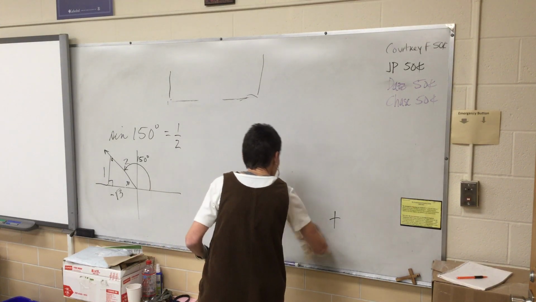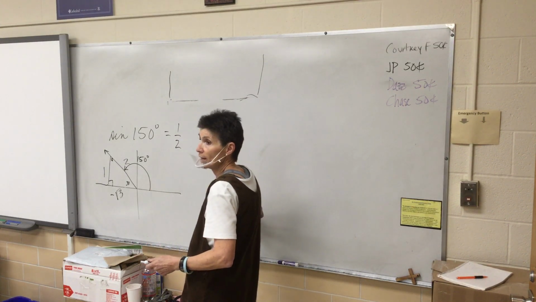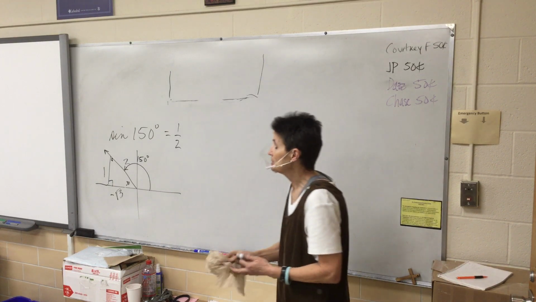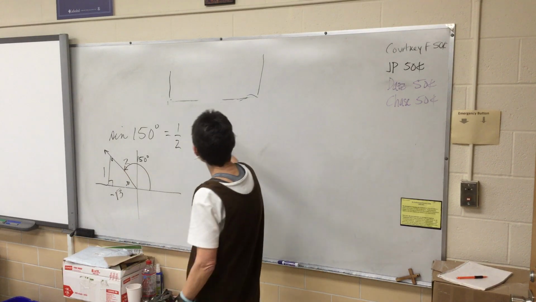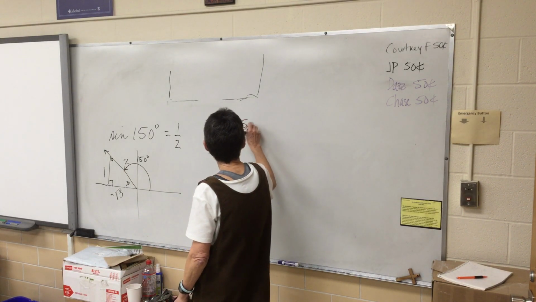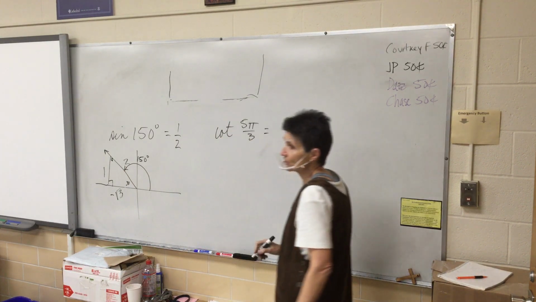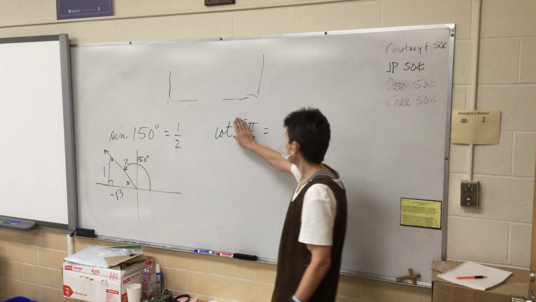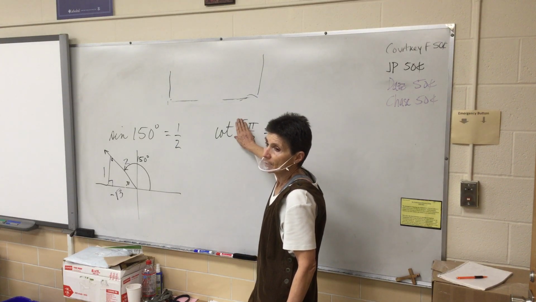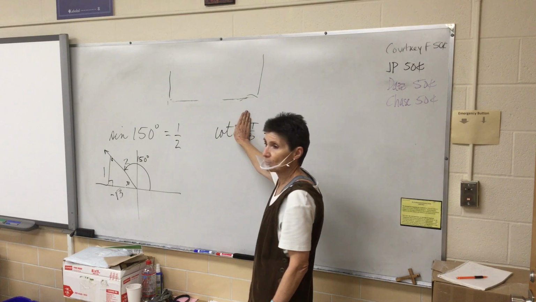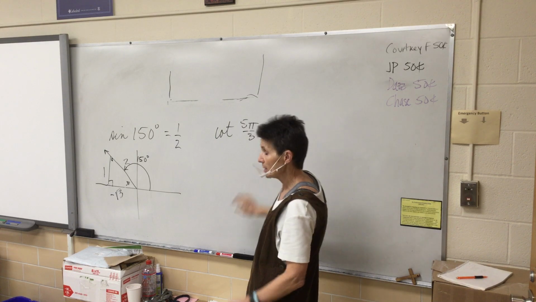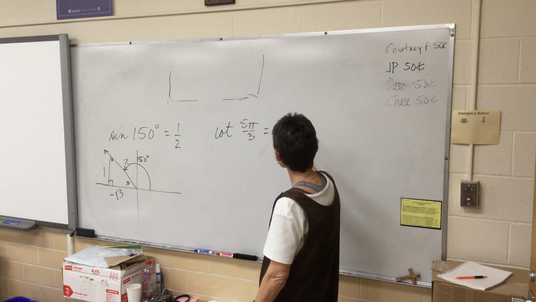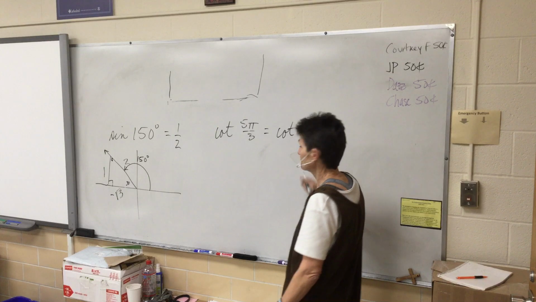We did problems like that before, only they were in quadrant 1. So we're basically doing exactly the same thing, we're just doing it in different quadrants. Cotan, 5 pi over 3. Let's change it to degrees. Remember how to do that? What's pi? 180. Divided by 3 is 60. Times 5 is 300. So this is the cotangent of 300 degrees.